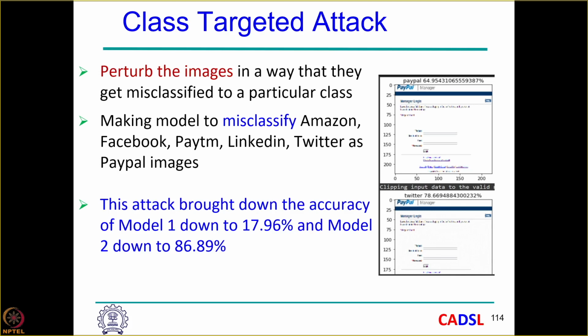So here the perturbation was small, but it perturbs the image in a way that it gets misclassified to a particular class. For example, PayPal is here classified as Twitter, though if a human looks at this manually, perhaps they can detect it, right? There is no confusion. However, the computer may not be able to.